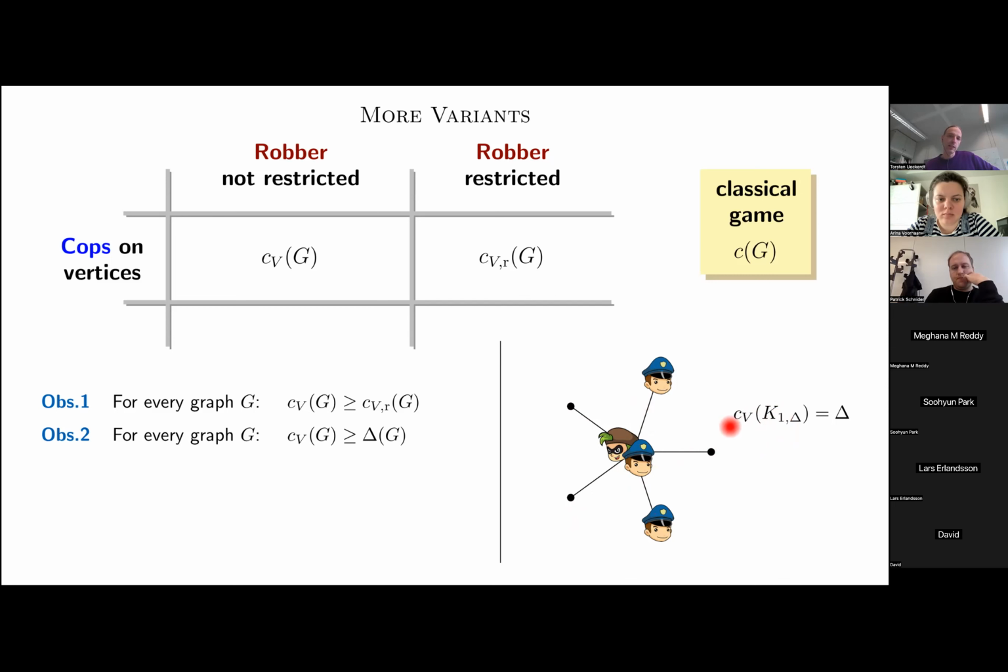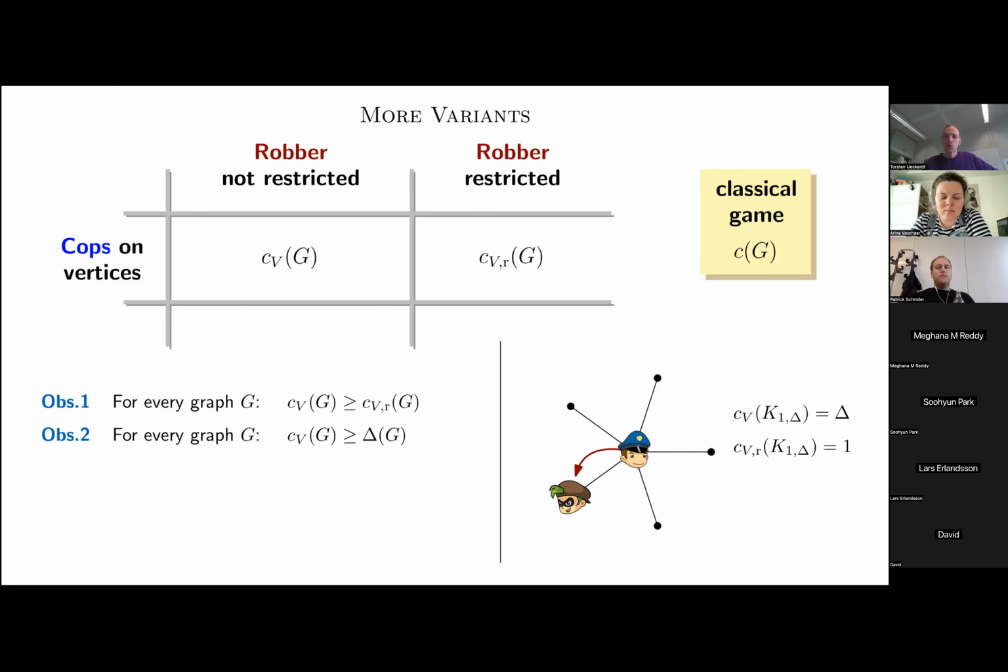And here, indeed, this strategy for the robber just staying in the middle is valid, and you can show that the surrounding cop number of this graph is indeed delta. Yeah, you need delta cops for this particular graph, 5 cops, to surround the robber. But in the restricted variant, 1 cop is enough, because this cop just goes onto the central vertex, and now after the robber's turn, the robber is not allowed to be on a cop vertex, so he must move to a leaf where he is surrounded immediately.